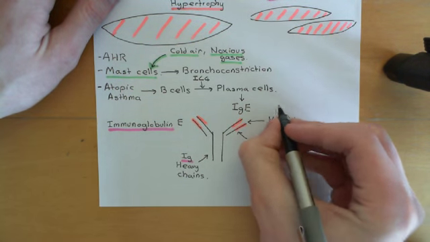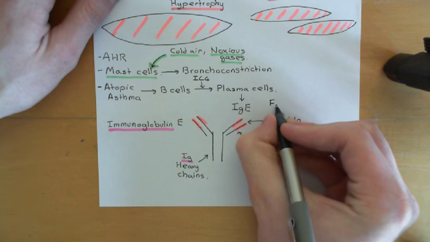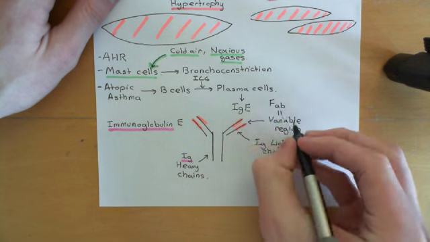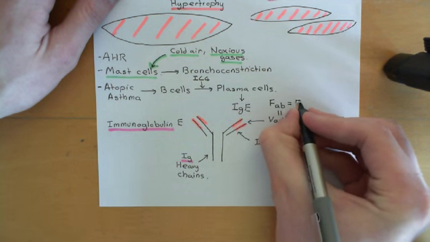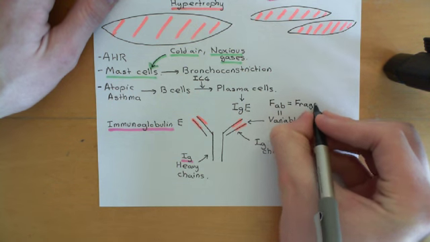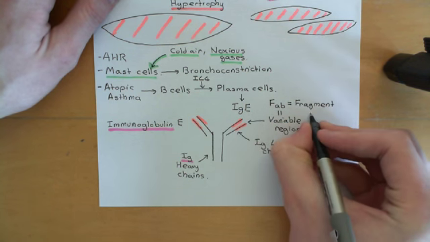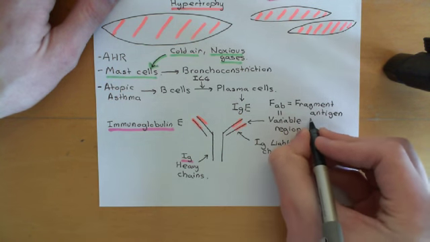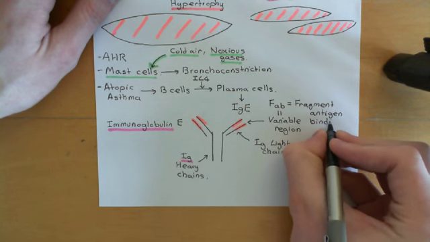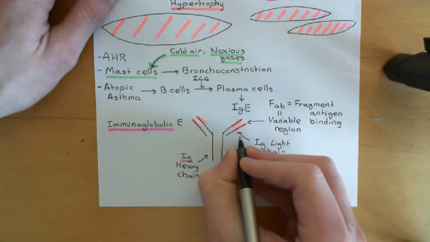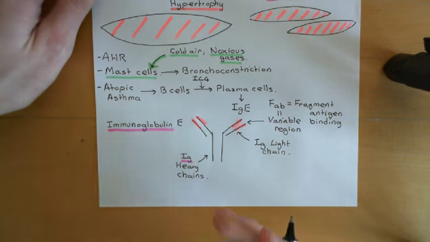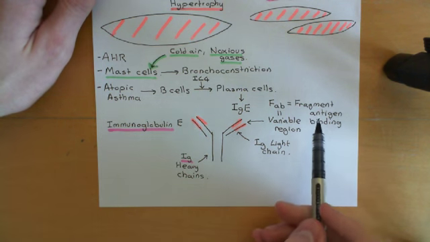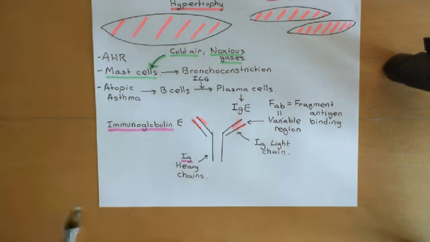Now the variable region of an antibody molecule has another name. It's also known as the FAB. What this stands for is the fragment, that's the F, and then the AB is for antigen binding. So normally when we're talking about immunology, we're talking about antibodies that are actually directed against a protein that should have an antibody directed against it. And those sort of proteins are called antigens.